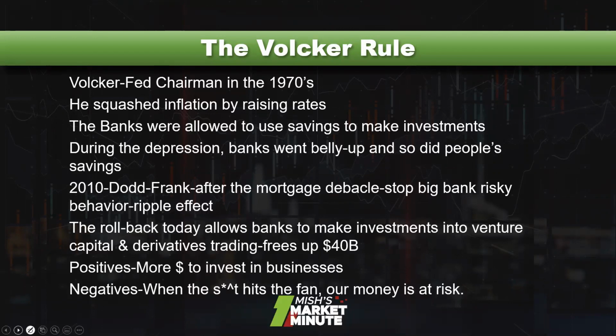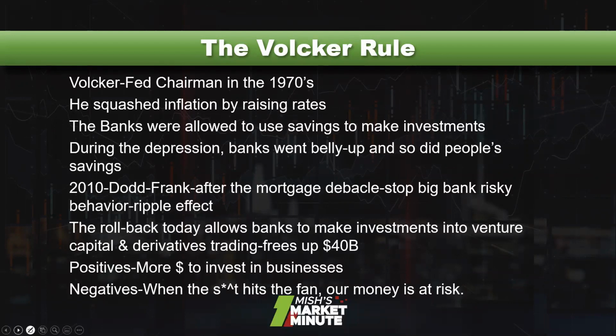understood the impact here. Now, first of all, as you know, I did a segment for you guys a while ago comparing what's going on now with some of the issues that we had in the 1970s, and Volcker was the Fed chairman in the 1970s, and he became famous for squelching that inflation that I've been looking for and talking about, by raising the rates really, really high. And at that point, the banks were still allowed to use savings to make investments. And so we've had periods where that has turned into a bubble. Like, for example, the biggest one would be during the Depression. When the banks went belly up, so did everybody's savings.